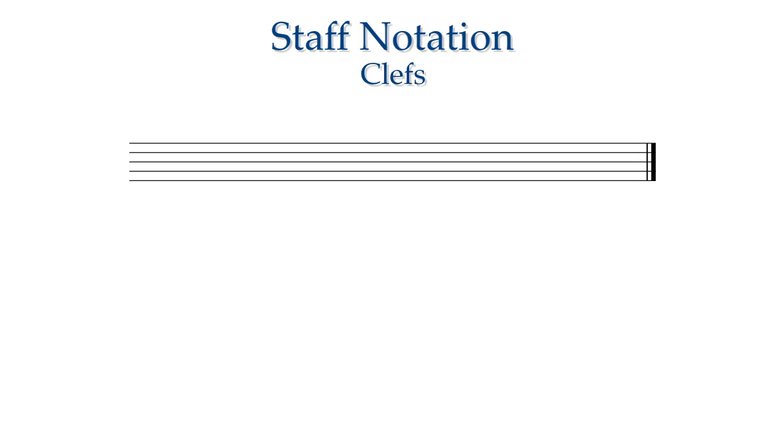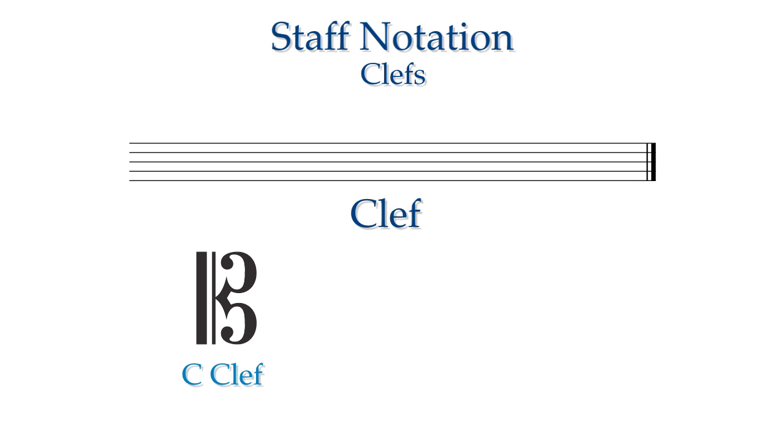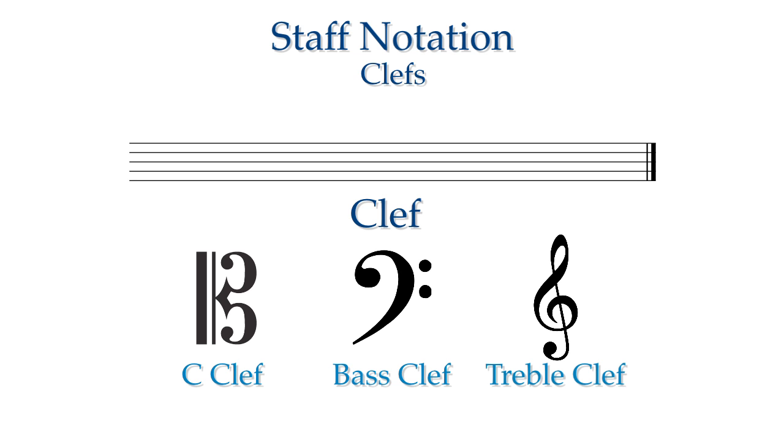To know what pitch any of these notes will represent, we need to label at least one of the spaces or lines of the staff with a letter name. The rest can then be figured out and memorized. To label one of the lines of the staff with a letter name, we use a symbol called a clef. There are 3 clefs currently in use: the C clef, the bass clef, and the treble clef.